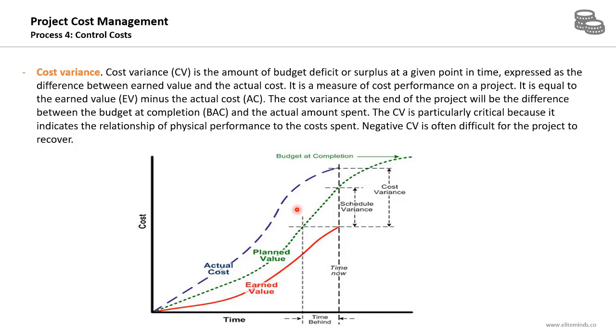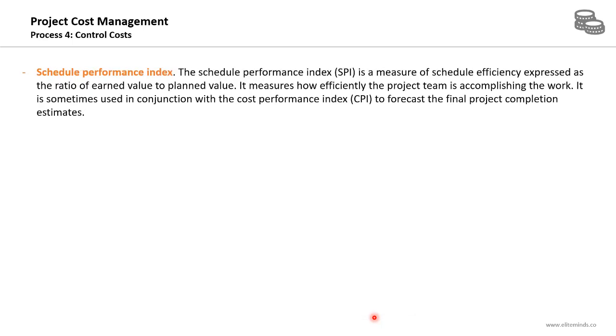Here is again the chart, the S-curve, and the equation of the cost variance is the earned value, here is the earned value, the red line, minus the actual cost. A positive cost variance means your project is doing good in terms of budget. A negative cost variance means that you are spending more than the planned budget.